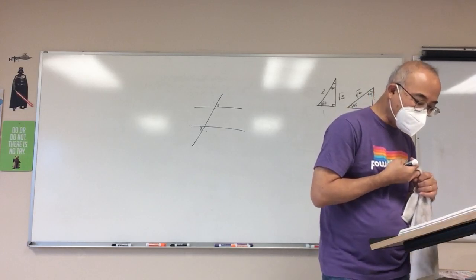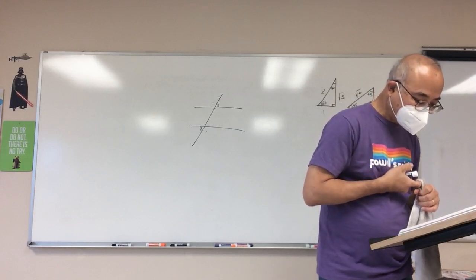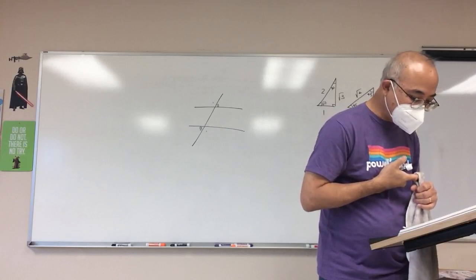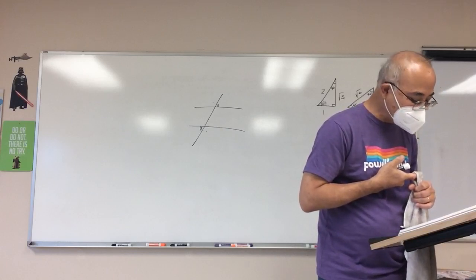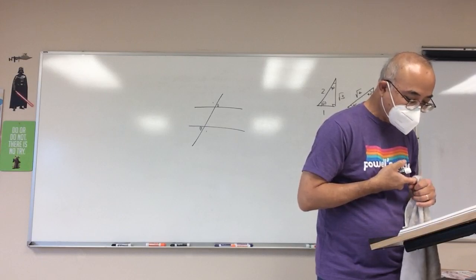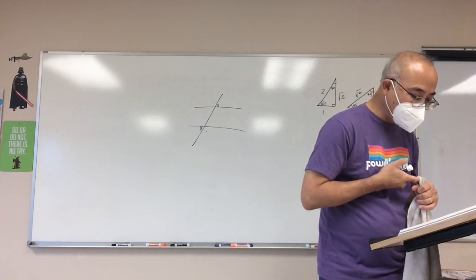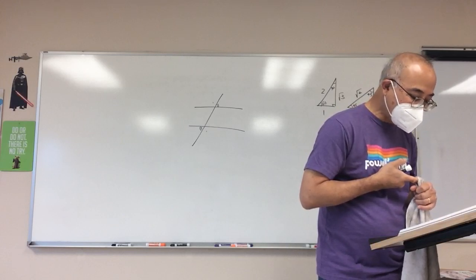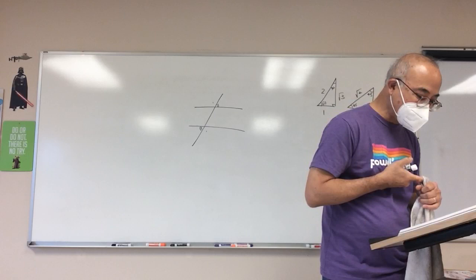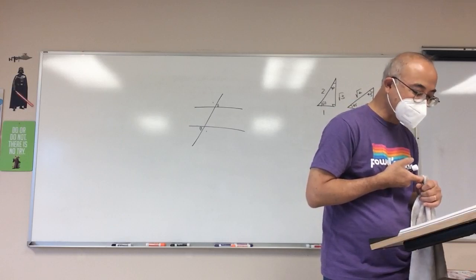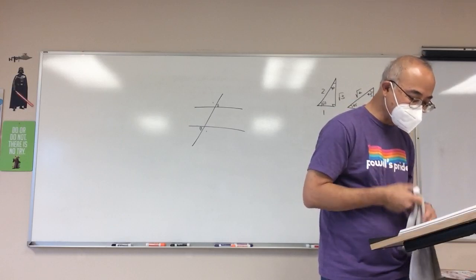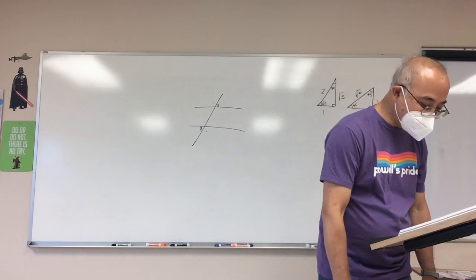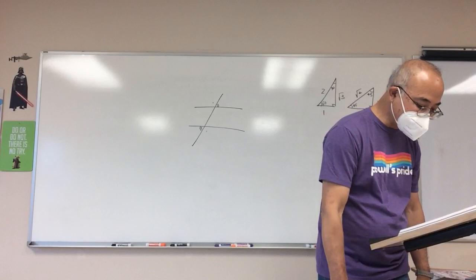Number 12. In the figure above, L2 and L3 are parallel. Which of the following could be false? A and E are the same. Is that correct? Yes, they're alternate interior angles, so they're the same. B plus E would be 180 degrees. That is correct.